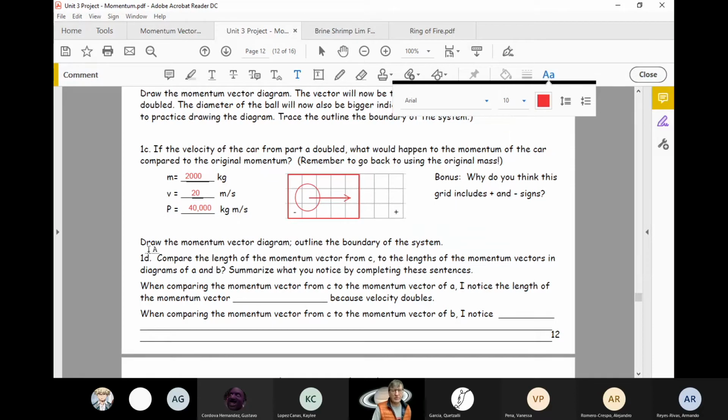Okay, so we're moving on to 1D. Compare the length of the momentum vector from C to the lengths of the momentum vectors in diagrams of A and B. Summarize what you noticed by completing these sentences.